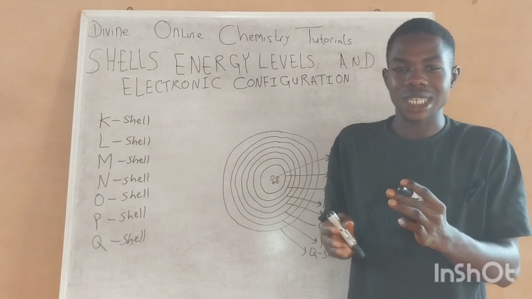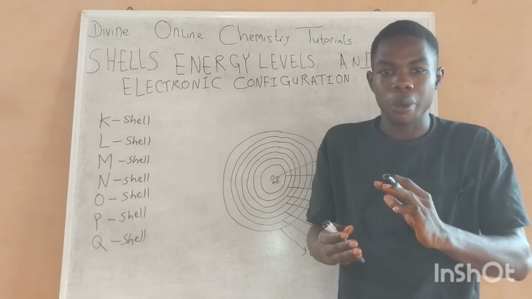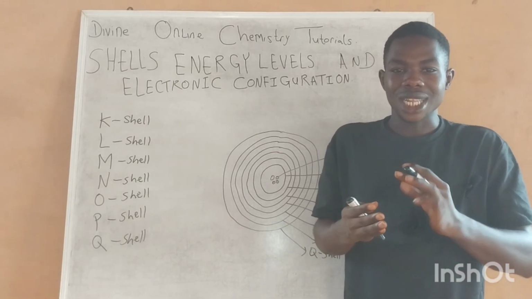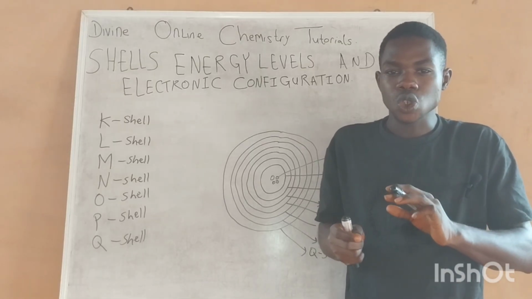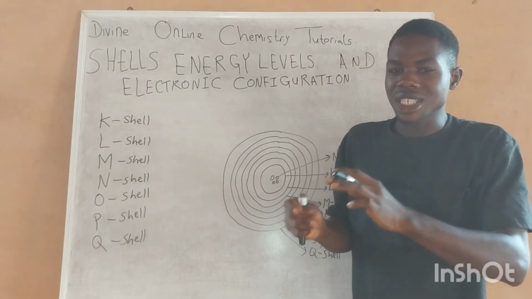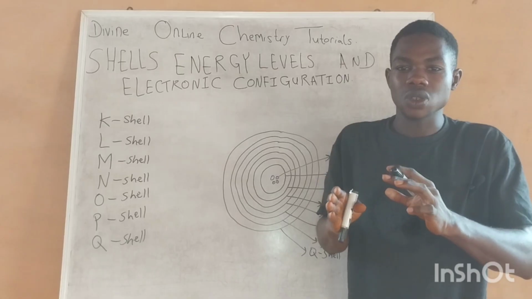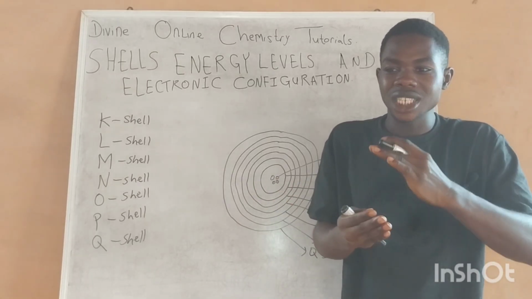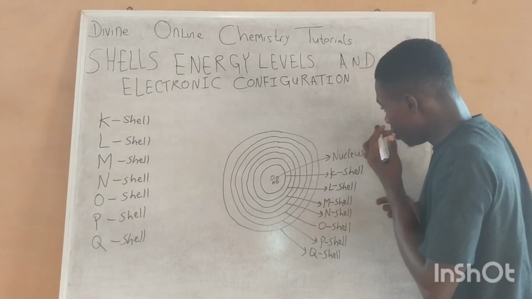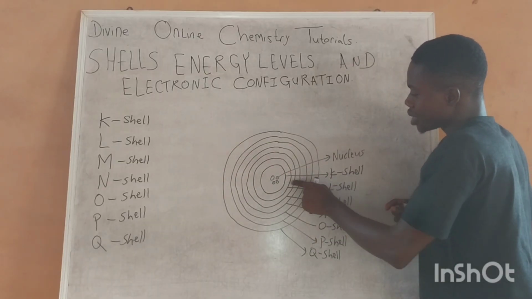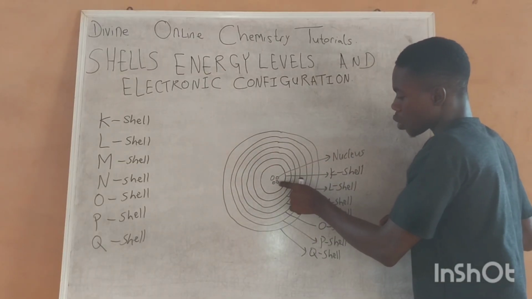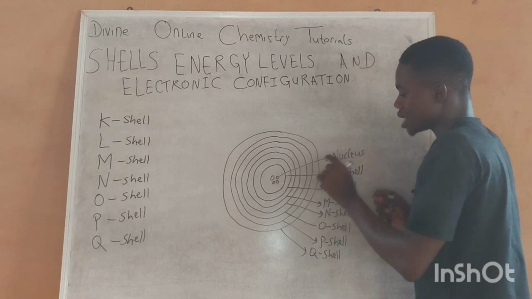Because there are some shells that are closer to the nucleus of the atom, while there are some shells that are farther away from the nucleus of an atom. Explaining all this means that each shell does not have an equal energy level. Now let me explain this energy level using this diagram. If you look at it very well, the K shell is the first shell and the one closer to the nucleus of an atom.